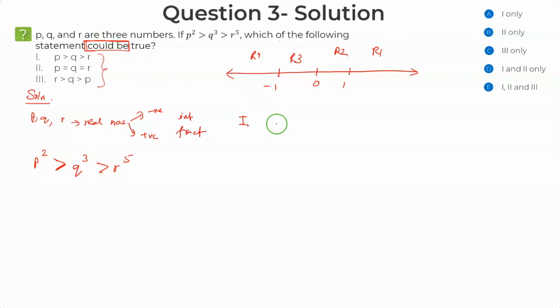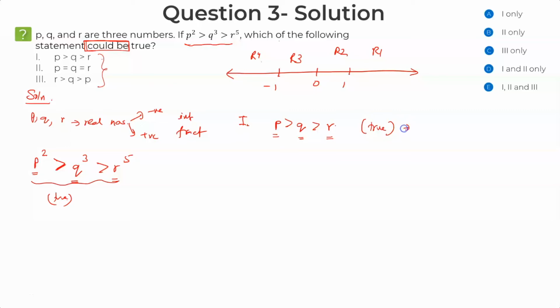The first statement is P is greater than Q is greater than R. Okay, so they're telling me that P should be greater than Q should be greater than R, and P square should be greater than Q cube should be greater than R to the power 5. Because if this is true, think in this way, if this is true, then I want this also to be true. This has to be true because this is given to us, right?